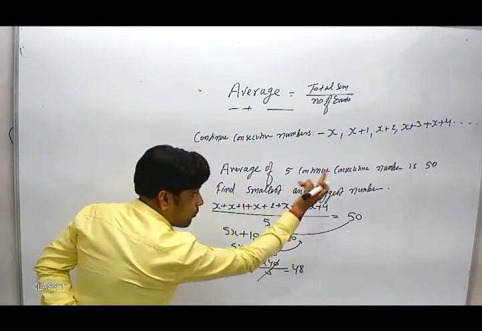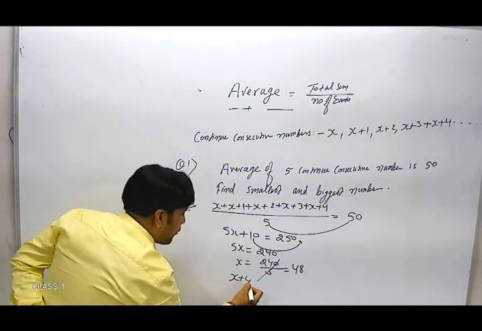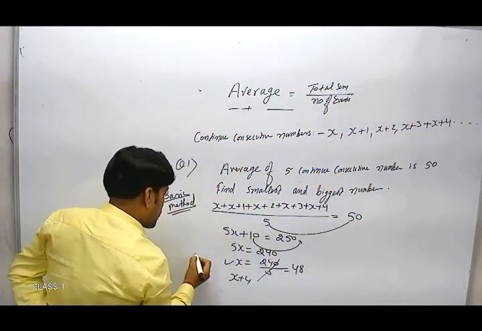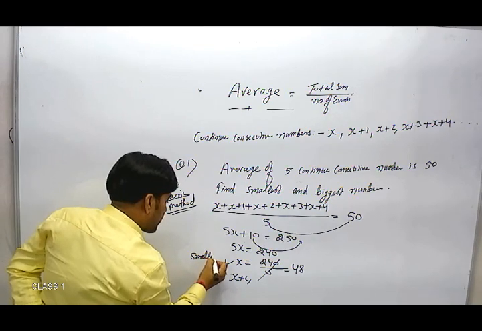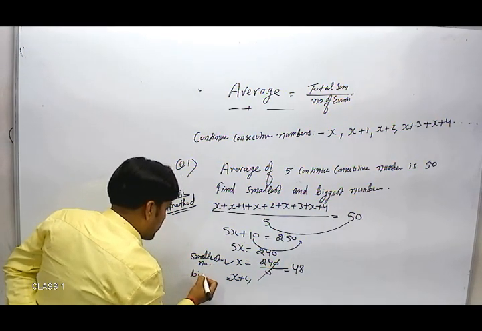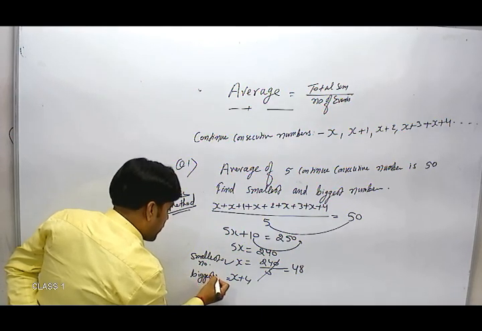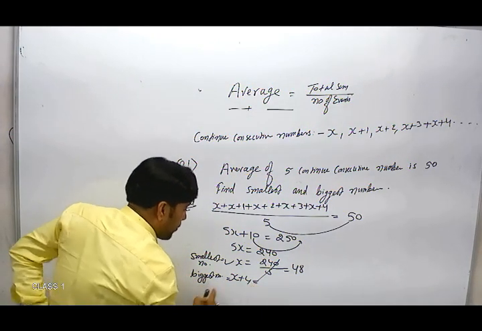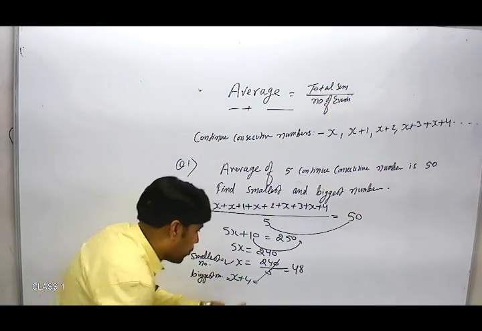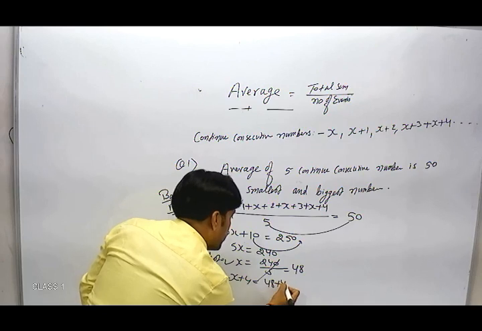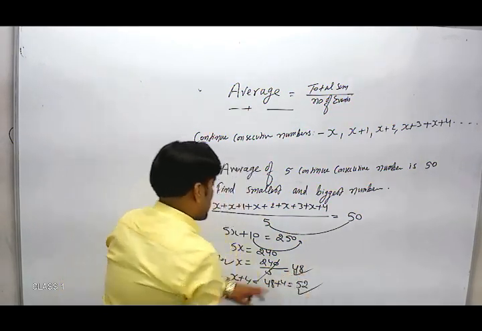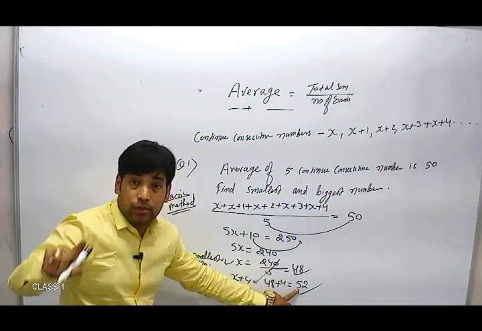Now the last number is the fifth number, x plus 4, because we need the smallest and biggest. So this is the smallest number, and this is the biggest number, x plus 4. So the value of x is 48. So you have to put it here, 48 plus 4. 48 plus 4. So the right answer is 52. The answer is 52 and 48. Smallest is 48, biggest is 52.